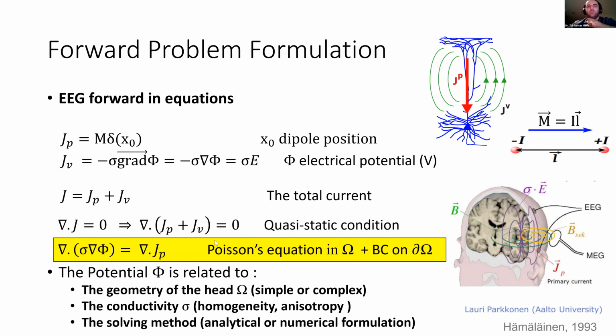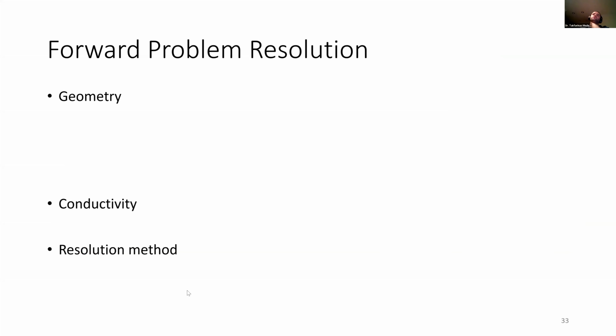From that we get the Poisson equation that needs to be solved on omega, which is the head model, and we also impose some boundary conditions on that model. Therefore, we need to compute the electrical potential, or phi here. This solution depends, of course, on the geometry of the head, on the conductivity, and also on the method that we use to solve this problem. We can see it clearly in the equations, which depend on the conductivity, so it can be isotropic or anisotropic, and also on the source model. I will not focus on that today because it's another topic.